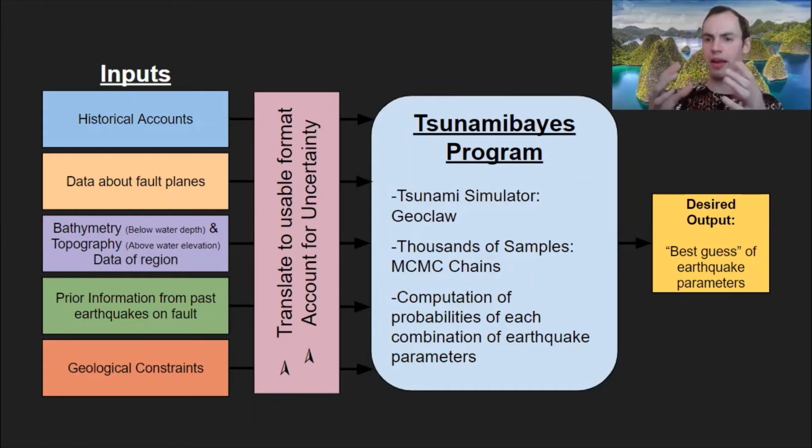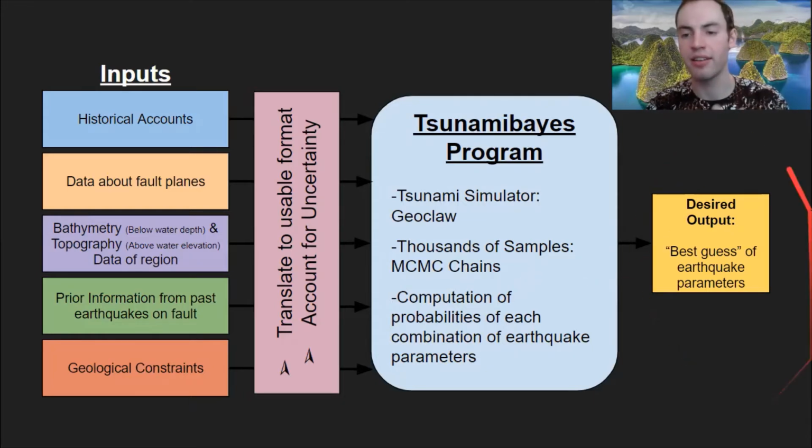Essentially, hey, if I have an earthquake that begins here with these characteristics, this magnitude, and I'm able to simulate that, what's the probability that that's the earthquake that did happen for this historical event that happened hundreds of years ago? And out of that, we eventually get our desired output, which is our best guess of what that earthquake looked like, the best guess of that source. Again, this is this inverse problem that we're looking at.